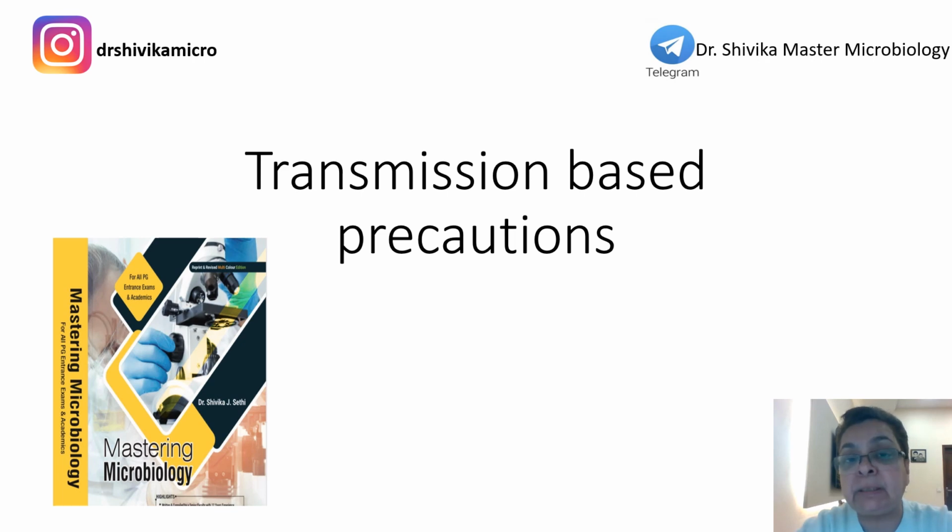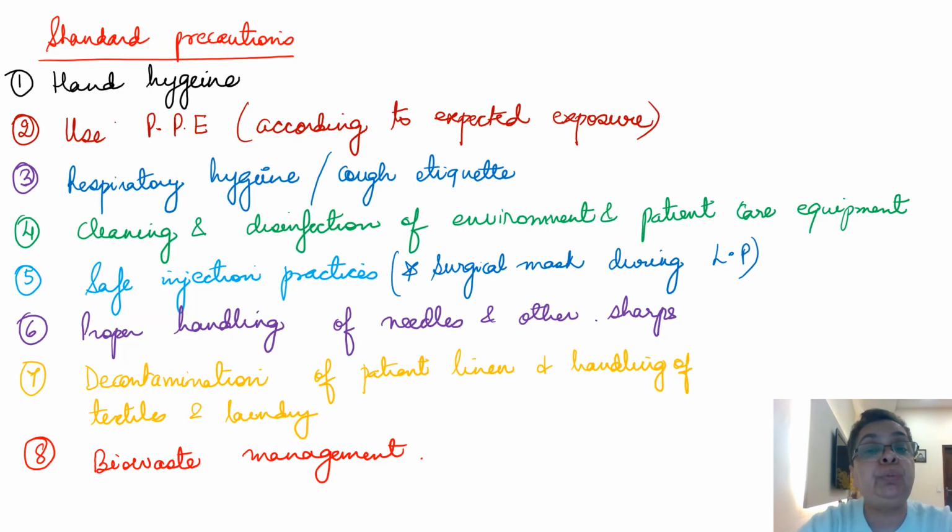For this purpose, in hospitals, we use two types of precautions. One are the standard precautions, which are going to be followed at all times, and the other are the transmission-based precautions. So today I'm going to be stressing more on transmission-based precautions, just giving an overview of the standard precautions. For standard, I will record another video where I'll be going into the details of how we are using the various standard precautions.